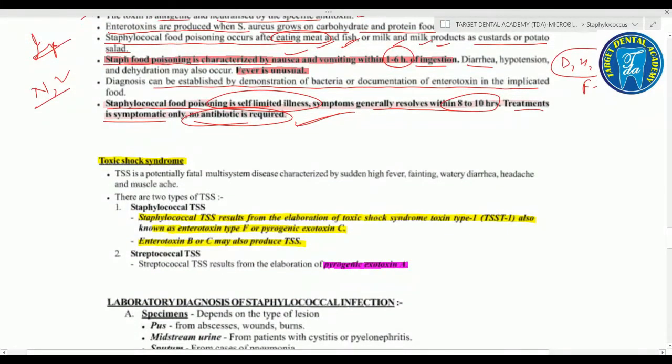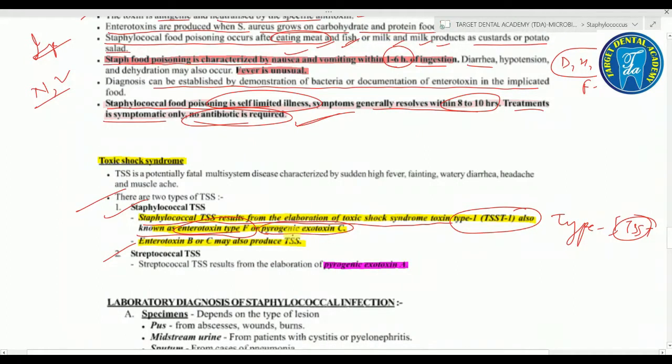Next is toxic shock syndrome. In toxic shock syndrome, there are 2 types, the staphylococcal TSS and the streptococcal. The staphylococcal toxic shock syndrome results from the elaboration of toxic shock syndrome toxin type 1, also known as enterotoxin type F and pyrogenic exotoxin C. Important: enterotoxin B or C may also produce toxic shock syndrome.